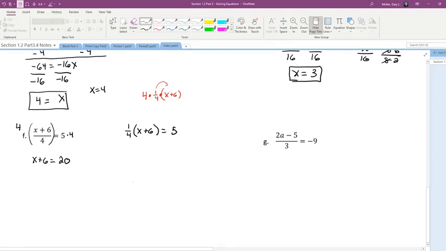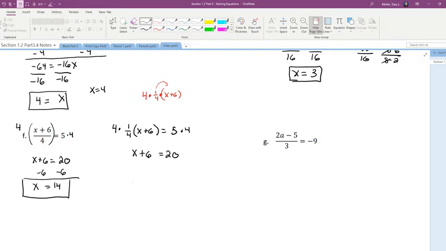Or I come over here and say, if I multiply by 4 on both sides, again left to right, 4 times a fourth is 1, and I'm left with x plus 6. Multiply this side by 4 also, and I get 20. So by doing it this way, I'm avoiding that nasty fraction that I was about to create. And now I just subtract 6, and of course the answer is 14. And I promise you that's going to be a much better way to get 14 than what would have happened had we divided first.